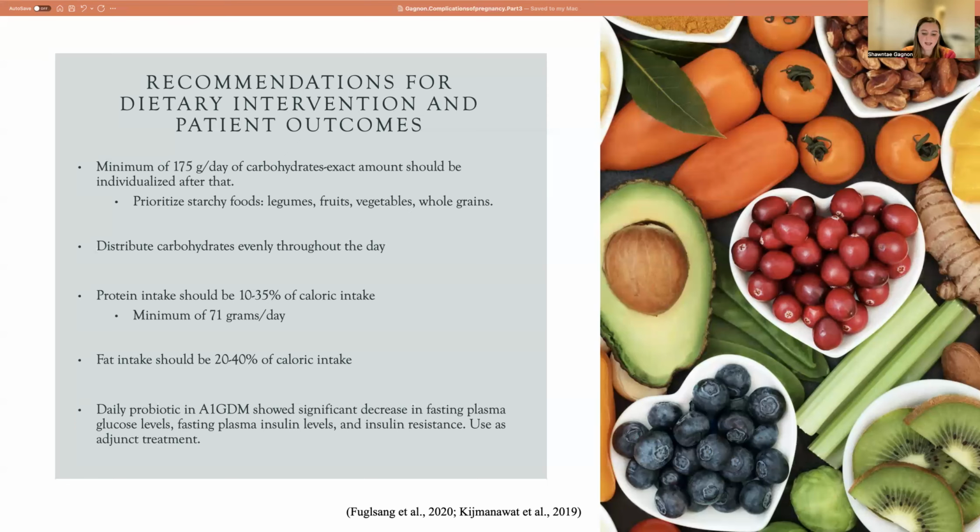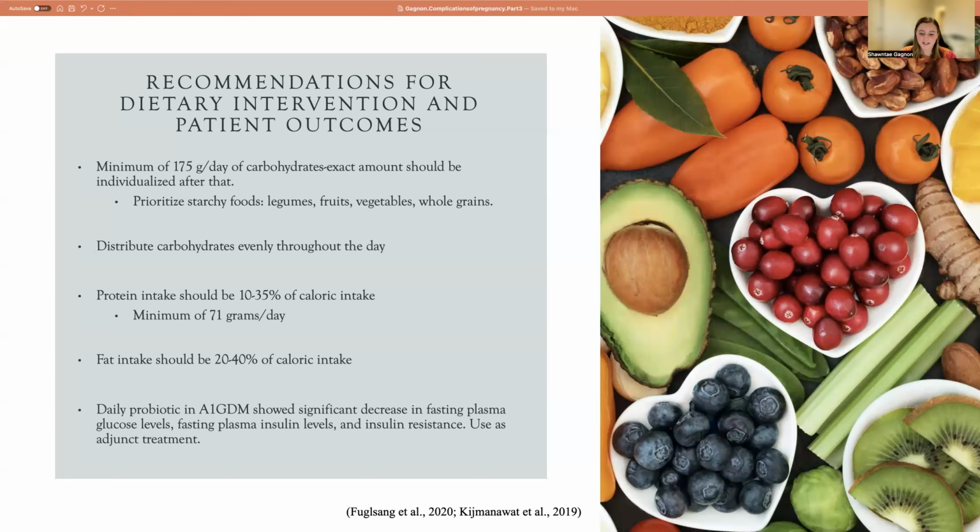And then lastly, and probably most surprisingly, research shows that taking a daily probiotic, and it was studied in class A1 GDM individuals, showed significant decreases in fasting plasma glucose levels and fasting plasma insulin levels, and decrease in insulin resistance and maternal weight change. So a double-blinded study comparing a placebo and a probiotic supplement during the second and third trimester in A1 GDM individuals found significant improvement in glucose metabolism.